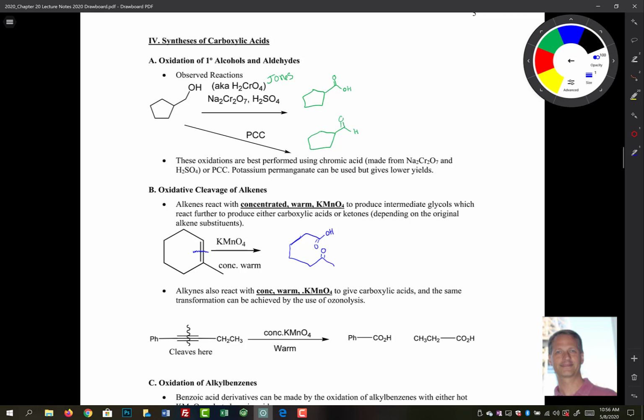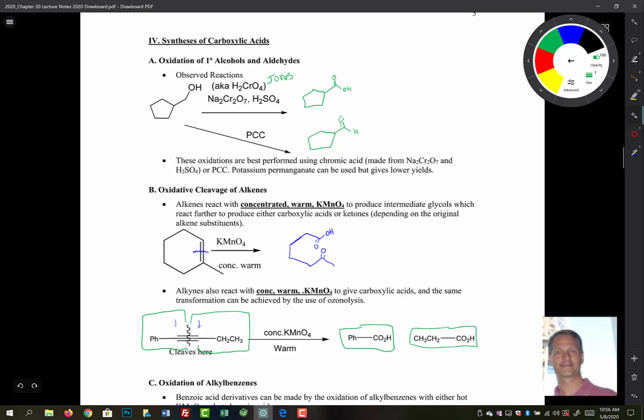Alkynes also react with warm concentrated KMnO4 in the same way, and in this case you would form 2 carboxylic acids because you can't have any substituent off of these positions, right, to make a ketone, for example. So in this case, you're going to break this thing into 2 parts. That part right there is going to become benzoic acid, and then the other part is this, with your COOH on the other end.